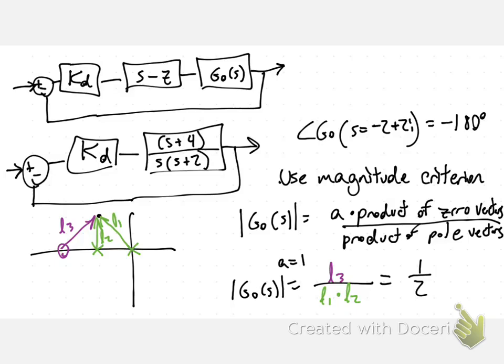Since we have 1 plus k GO of S is equal to 0, that means that k is going to be equal to 1 over the magnitude of GO of S, which in this example is going to be 2.